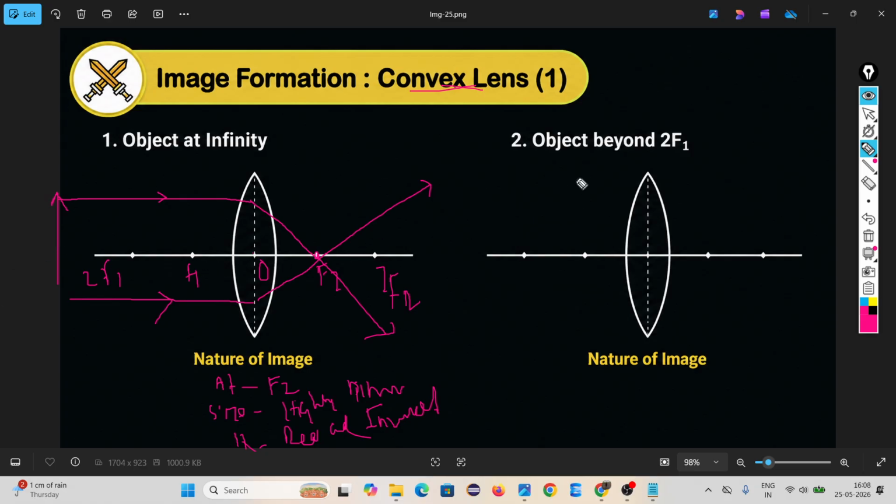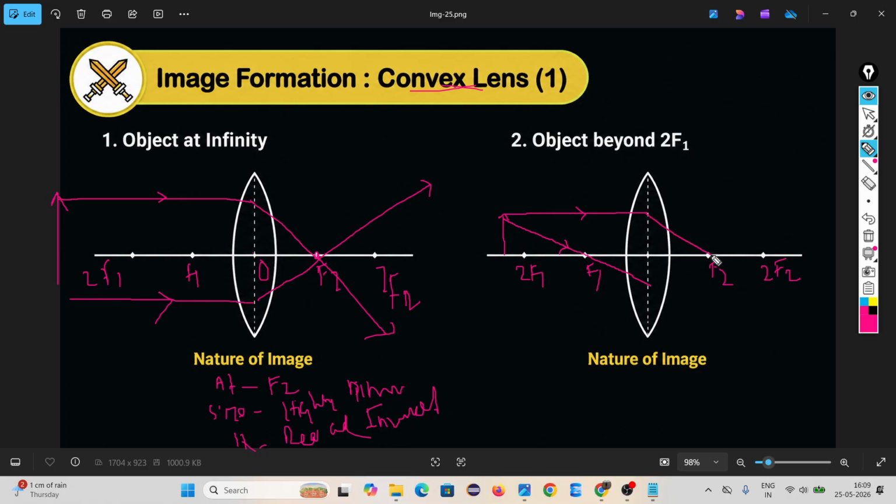Okay, then object beyond 2F1. Suppose the object is beyond 2F1, and this is F2, 2F2. This time one ray you have to take parallel to the principal axis, and another through focus F1. If a line comes parallel to the principal axis, then they will meet.